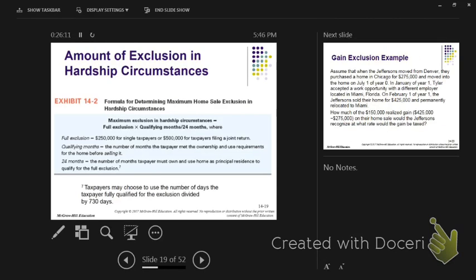So this kind of shows you the full exclusions right there. You take the number of qualifying months, and then the number of total months that you should have lived in there, the 24 months, and you could actually use the number of days also. If you feel like the number of days gives you a better amount versus months, then you can also use that.